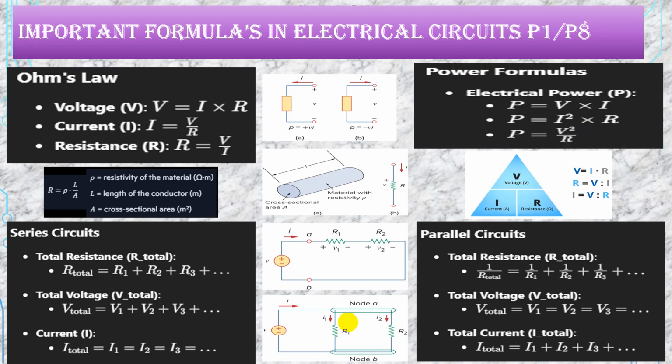So what is the equation? P is equal to VI. If we rearrange V with Ohm's law, what is V? IR. Substitute IR here: I square R. Now substitute I as per Ohm's law, V by R. Substituting V by R gives V square by R. So like this, these equations you have to remember. Then go to the problems.